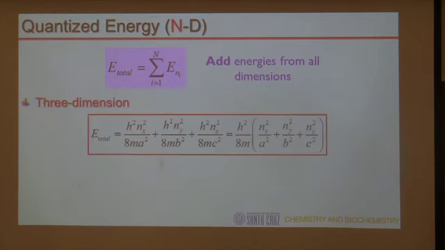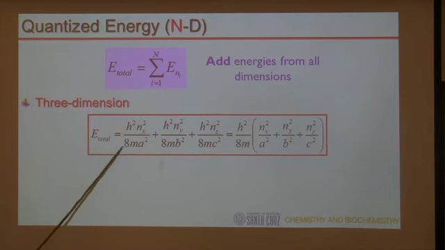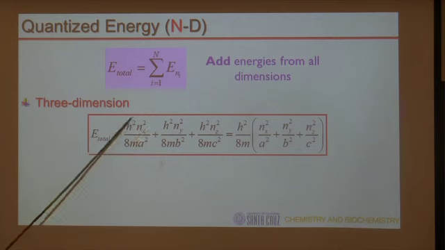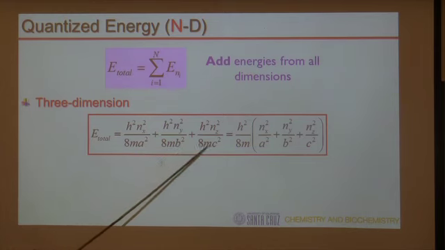Let me give you one example, like 3 dimensions. If we don't look at the whole and only look at this part, it describes the energy for the x dimension. This part gives you the energy for the y dimension. This one gives you the z dimension. So you have different directions, x, y, z. But when we talk about the total energy for a particle in a 3-dimensional box, we just add them together.